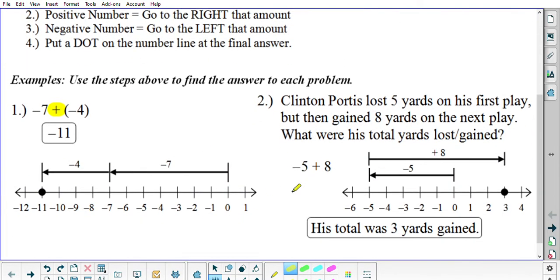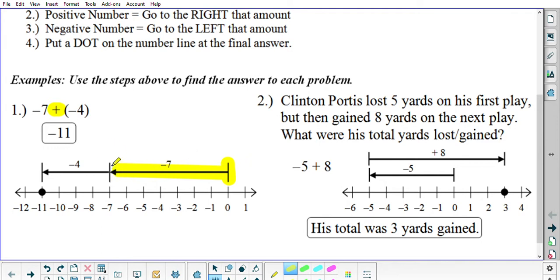So you can see I have number 1 and number 2 already done for you. Let's quickly take a look at them. We had -7 plus -4 on number 1. You'll see I started at 0. Then I went to the left. Why? Because -7 is a negative number. That goes to the left.